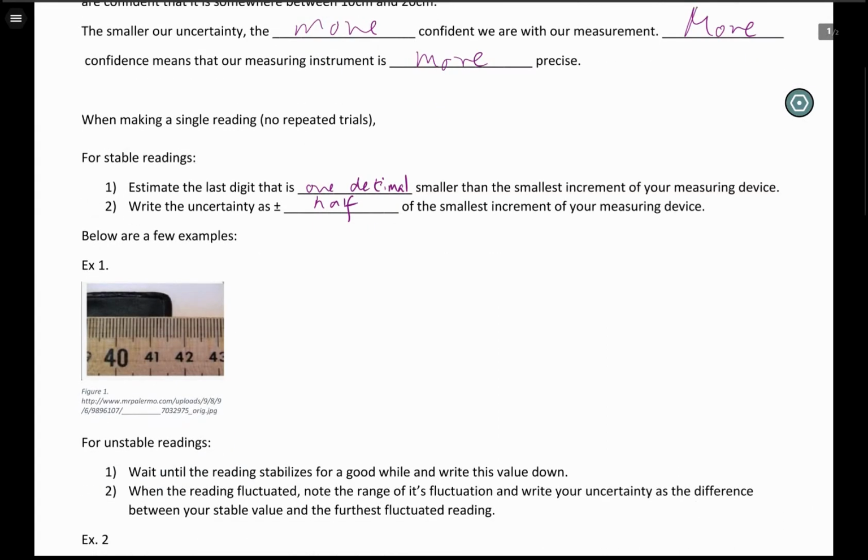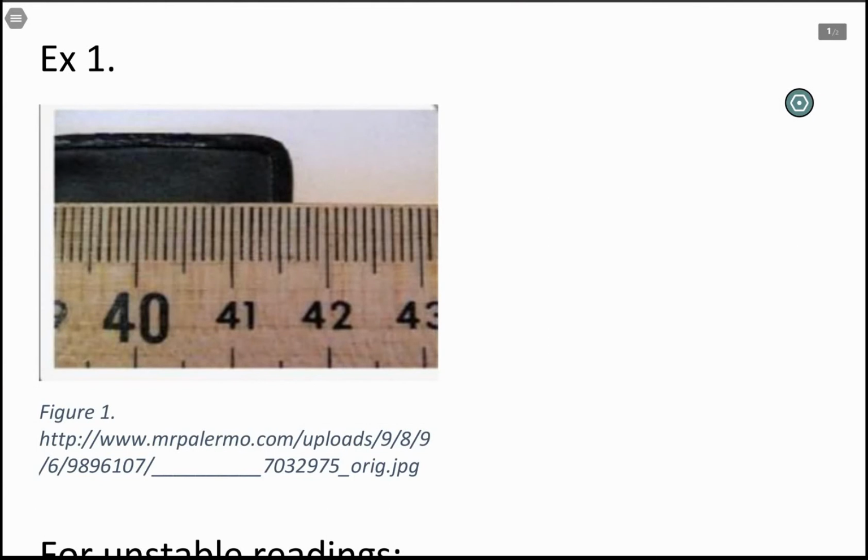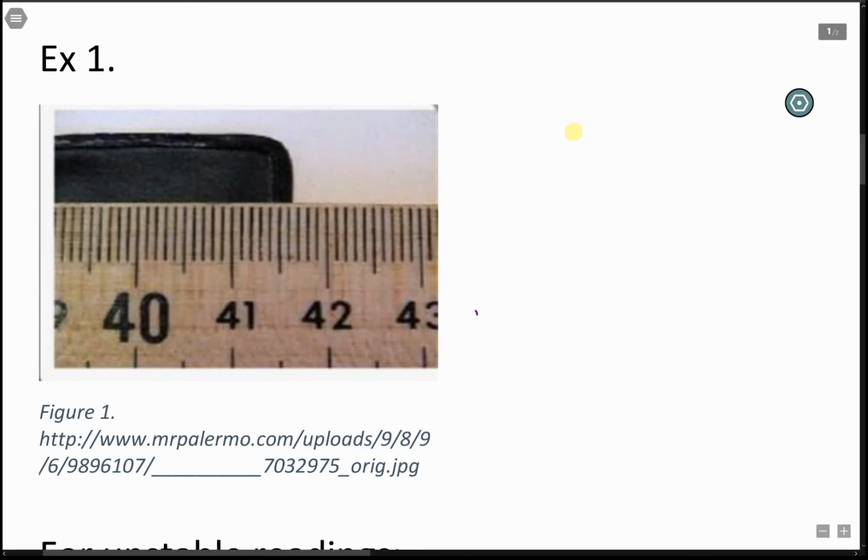Looking at the below example, we have an object that we're going to measure. Number 1 is we want to estimate the last value, 1 decimal place smaller than the value. This ruler, we're going to assume it's measuring in centimeters. It looks like this object is roughly here. That's our 41, that is 41 centimeters. Decimal, okay, that one looks like it's a 6.